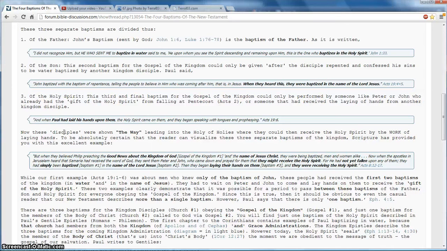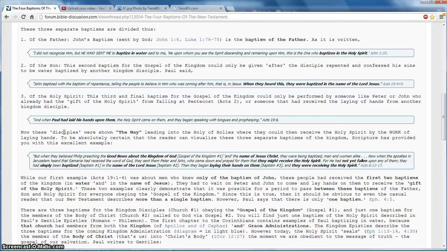But when the apostles in Jerusalem heard that Samaria had received the word, they sent them Peter and John, who came down and prayed for them that they might receive the Holy Spirit, for he had not yet fallen upon any of them. They had simply been baptized, number one, in water, and in the name of the Lord Jesus Christ," baptism number two. "But then they began laying hands on them, and they were receiving the Holy Spirit," 1, 2, 3. These were also shown the way.